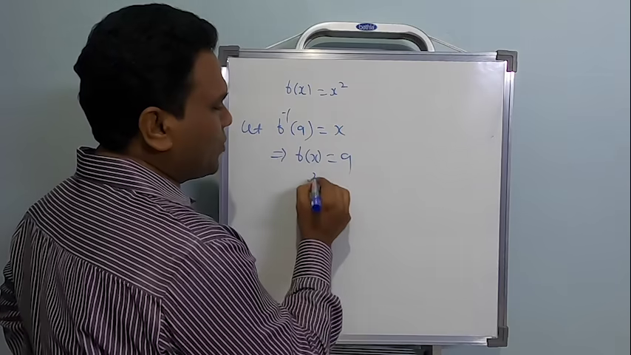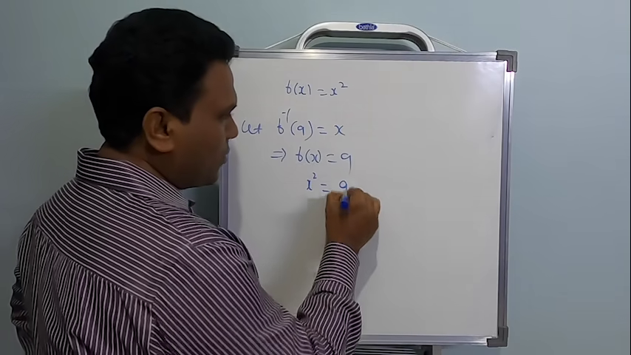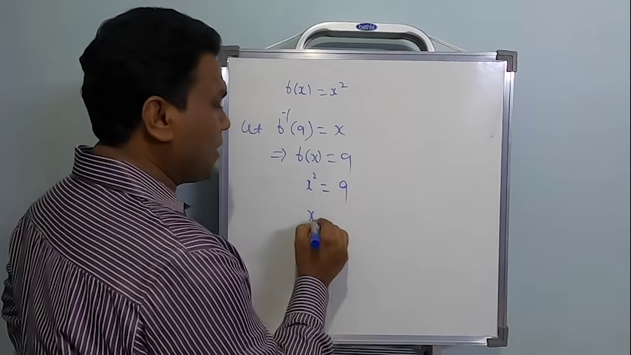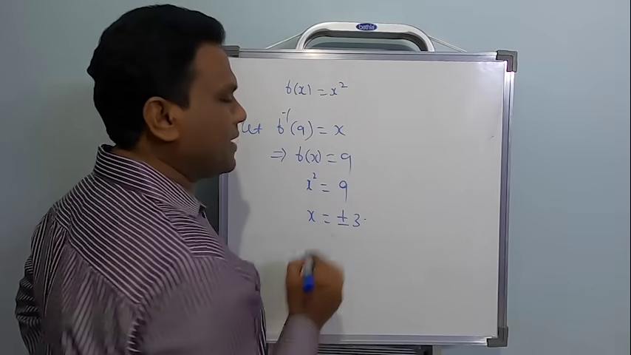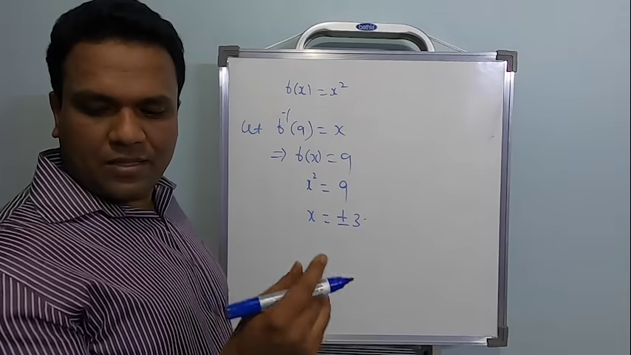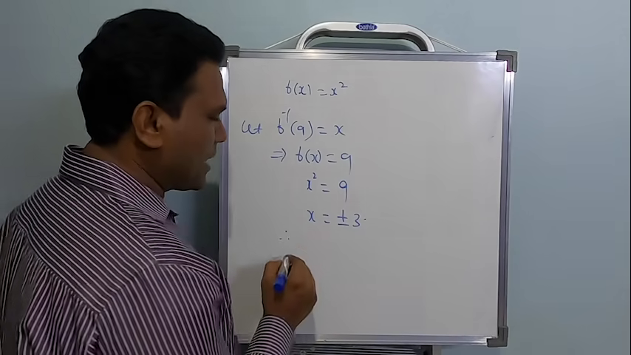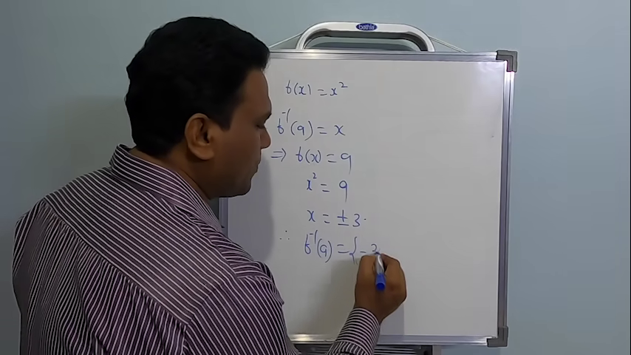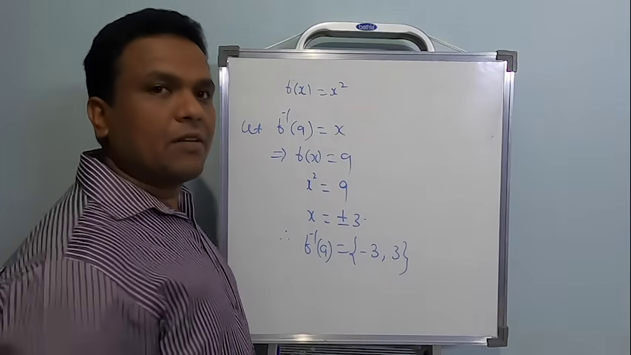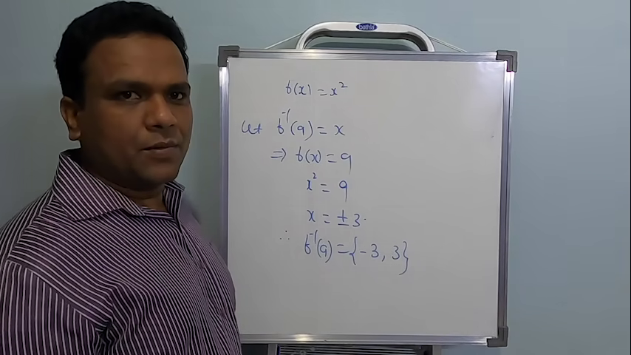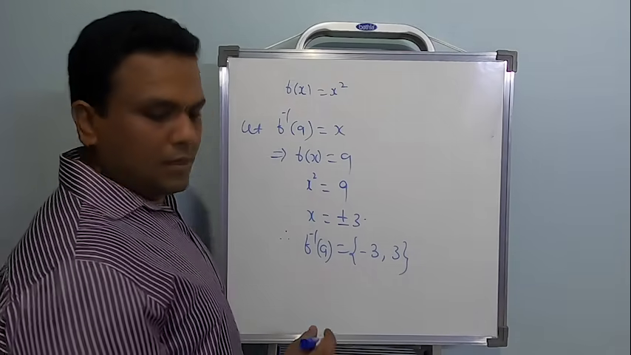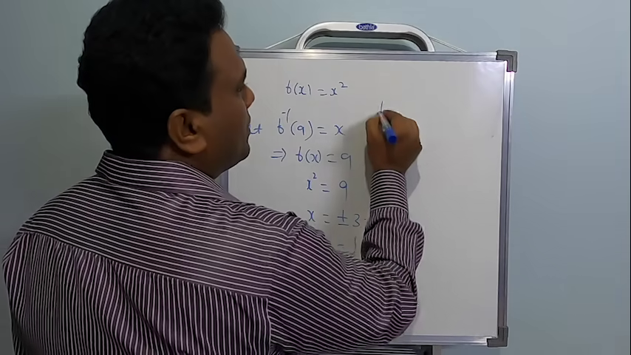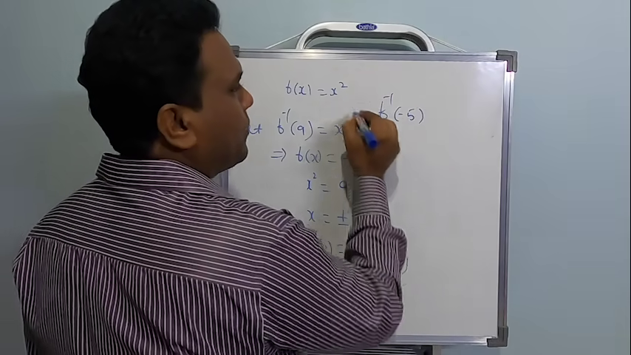What is f of x? It is given to us: x square. So x square equal to 9. What will the value of x be? Plus or minus 3. Now finally we can write this conclusion as f inverse of 9 will be equal to minus 3 comma plus 3. There will be two elements. Okay, fine. Then the next one, they said, find out f inverse of minus 5.